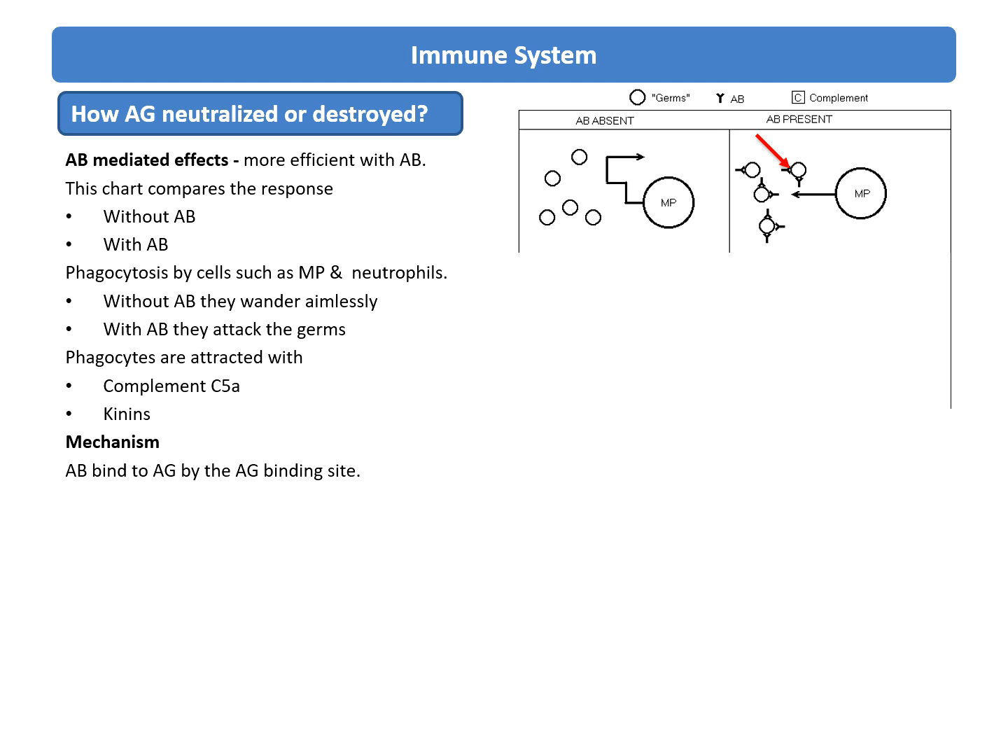The antibody will bind to the antigen by the antigen binding site. The antibody will bind to the macrophage by the effector binding site. And so the antibody acts as a glue, a link between the two. Macrophages have receptors for antibodies.